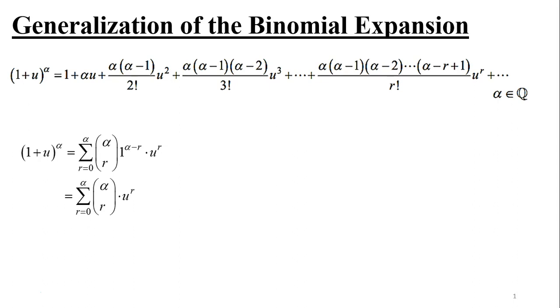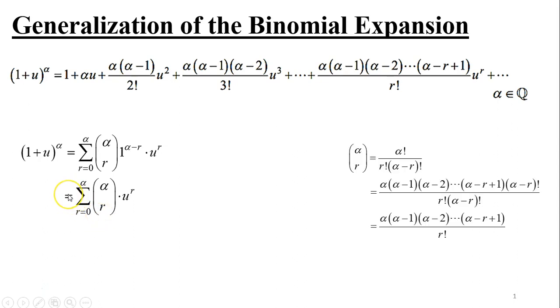Now let's discuss how the formula you see at the top is obtained from this series. We're going to first work on simplifying the combination of r out of α, because that's the whole thing. You can see here I have u to the r, and as r starts from 0, you would have the constant, plus u, plus u squared, plus u cubed, etc. So it's all about simplifying the term containing the combination of r out of α.